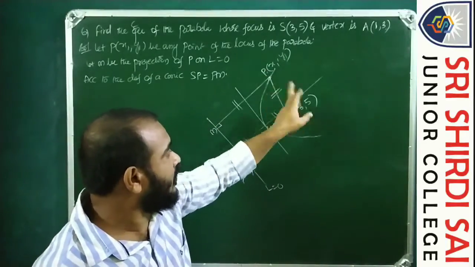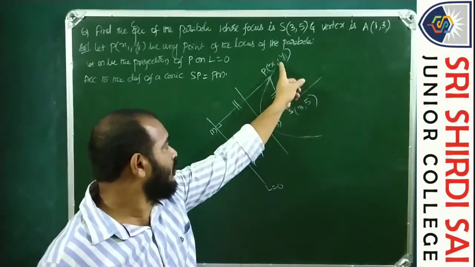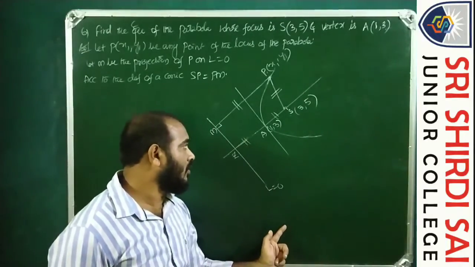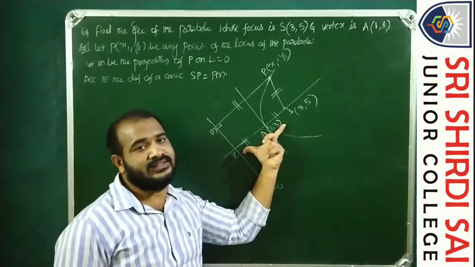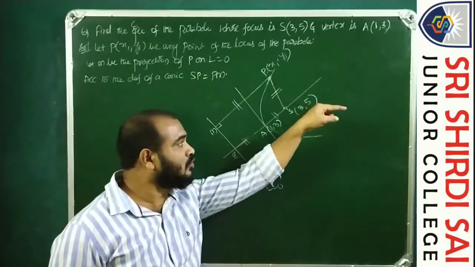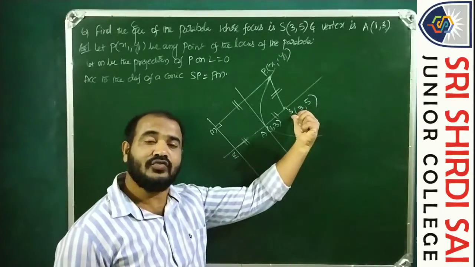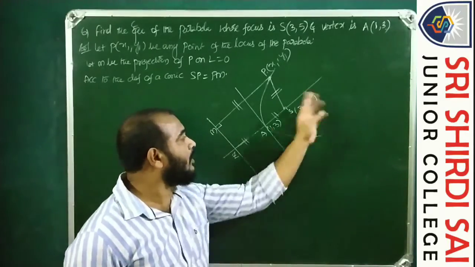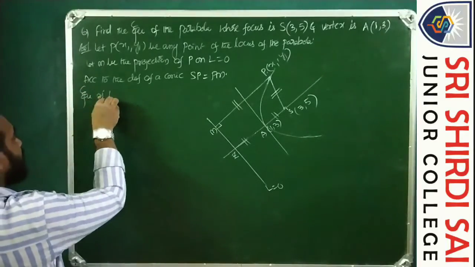SP we can find using the distance formula. PM is the distance of the point P (x1, y1) to this line. First of all, what is the equation of this line is what we need to find out. This line is perpendicular to the principal axis. What is meant by principal axis? The straight line passing through the fixed point which is the focus and perpendicular to the directrix is called the principal axis. Therefore, first of all, what is the equation of the principal axis?